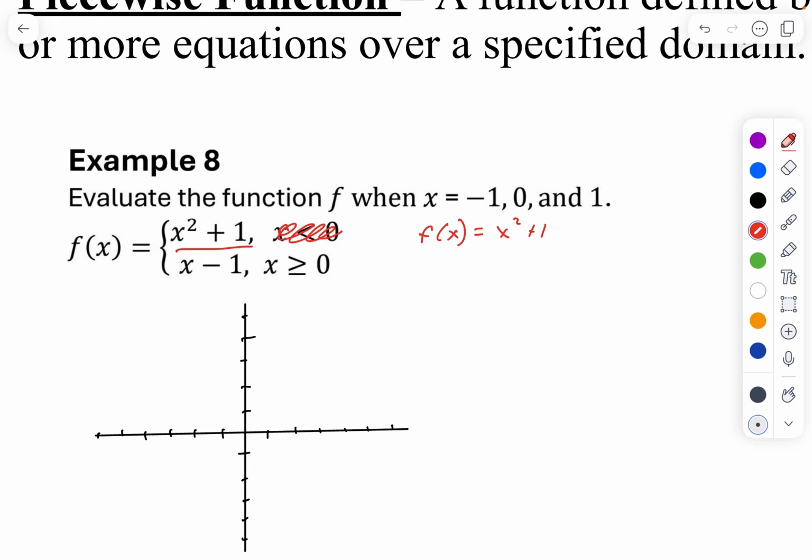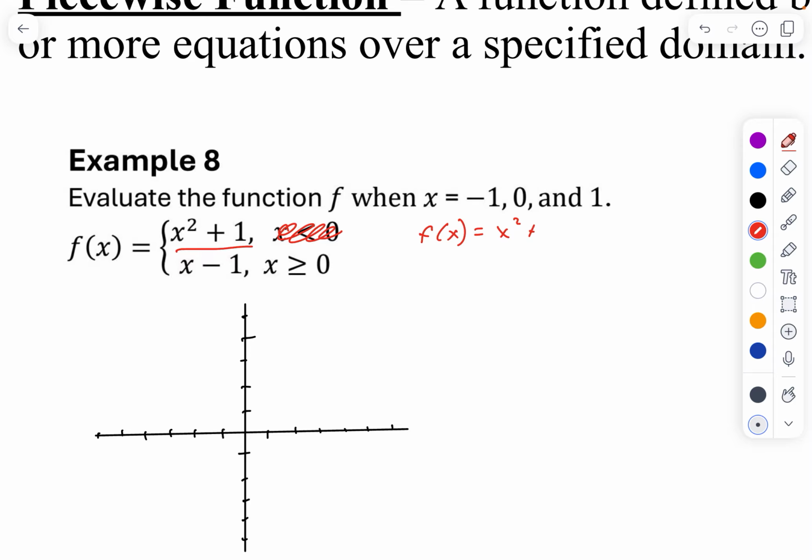This is a function because it doesn't fail the vertical line test. The only spot that we may have some issue or some thinking that needs to go into it is at 0. Because, well, is 0 part of the top, the quadratic, or is it part of the bottom, the linear? So as you can see, where is it defined?